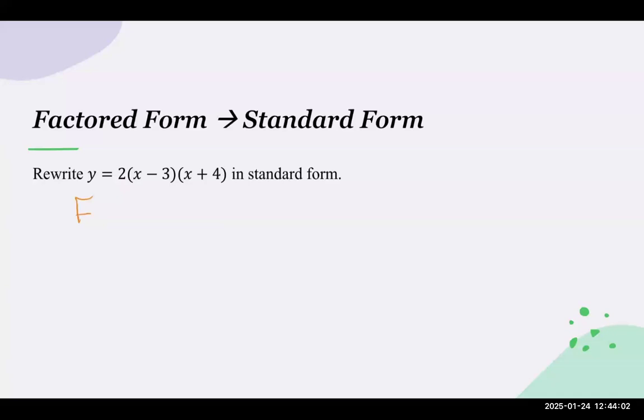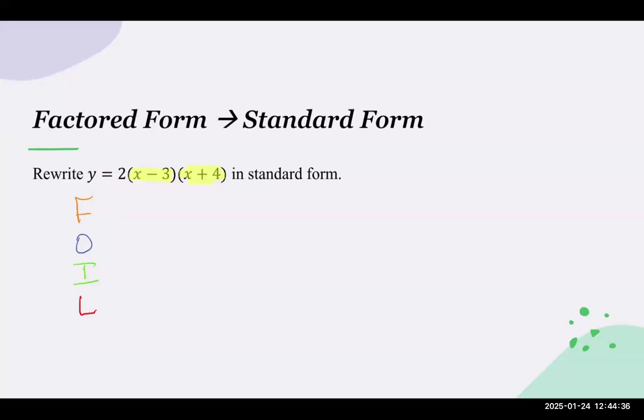So remember, FOIL is F-O-I-L. And these letters tell us how we should go about multiplying two binomials. A binomial, remember, is just an expression with two terms. So there's one binomial and there's the other binomial. Those are the two things we're going to multiply together first. So we're kind of setting aside the 2 for just a moment and just focusing on the binomials.